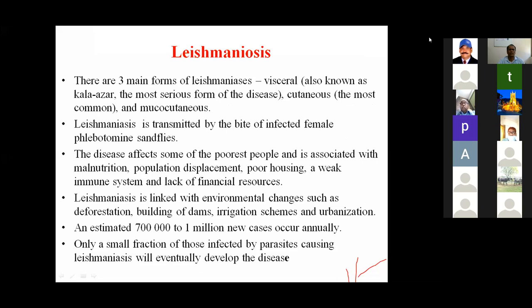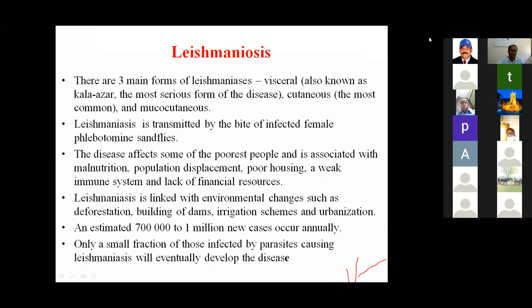Leishmaniosis, this is another important protozoan parasite, Leishmania. And it is important as far as Bihar is concerned, as I am talking to the majority who are from that state. Leishmania, as you know, was reported long back by Leishman and Donovan. It was famous as Dum-Dum fever. Dum-Dum is the name of the Calcutta airport. Now it has been renamed Netaji Subhash Chandra Bose International Airport, but earlier it was known as Dum-Dum, and hence Dum-Dum fever.